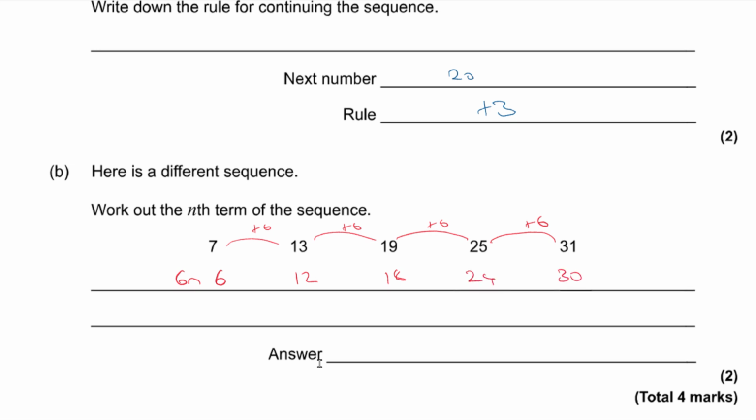That's quite like my number sequence there, except each one of my numbers is 1 less than the numbers in the sequence I've been given. So if I take 6n and I add 1 to it, 6n plus 1, that's going to give me 7, 13, 19, 25, 31 then, isn't it? So my nth term for this sequence, un, is equal to 6n plus 1.